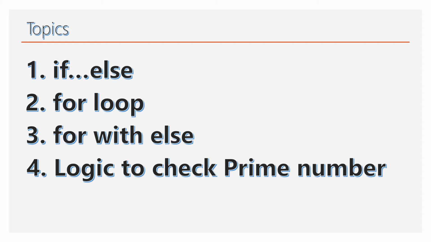So in this video, I'm going to explain these four basic concepts to you. First of all, we will be discussing the if-else statement in Python. Second, we will be discussing the for loop. And third, we will be discussing the for loop with else. This is a special case I'm going to explain in this video. Last, we will be discussing the logic to check a prime number in Python. So let's discuss the example.